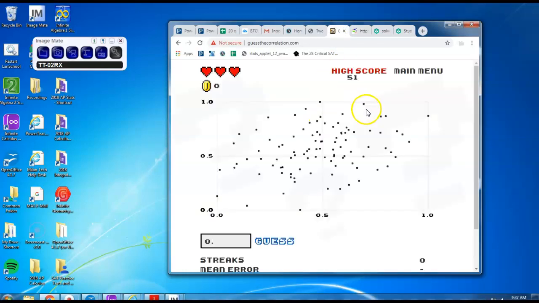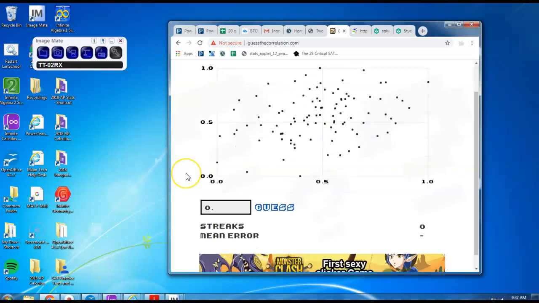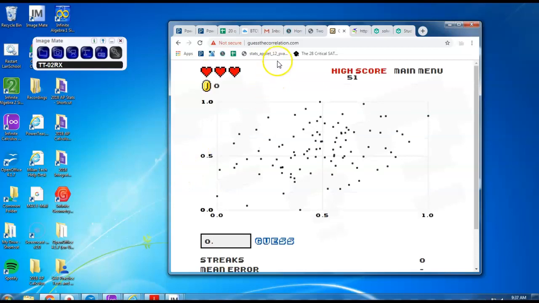Alright, then I want you to play a game. My high score is 51, see if you can beat me. This is hard. I thought it was hard. Go to guessthecorrelation.com. I don't know if it'll work on your phone or not, but if it does, I don't care if you use your phone.